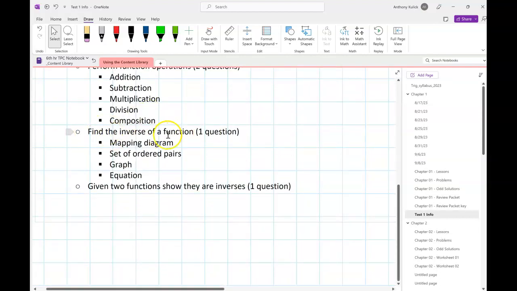And then you should be able to find the inverse of a function. And again, regardless of whether I give you that function as a mapping diagram or a set of ordered pairs or a graph or an equation, you should be able to write the inverse in the same form that I give it to you in. Is that okay? And then the last question here is, given 2 functions, you should be able to show that they're inverses using composition. Maybe I'll be specific there.